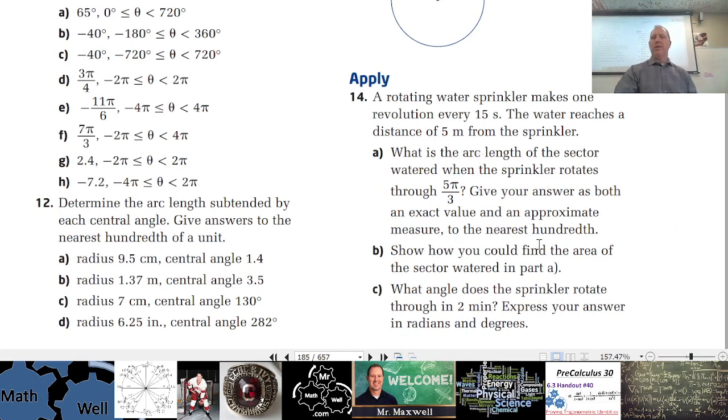How could you find the area of the sector watered in part A? What's the area of a circle? Pi r squared. Pi r squared is the area of a circle. So whatever section of 2 pi that angle would be, that's the same section of pi r squared. So pi r squared is the area of the whole circle, and then times 5 pi over 3 over 2 pi. That's the section of 2 pi that is. So you just get that section. Again, I'm not writing this down, just kind of walking you through it. You might have to take a little look at this.